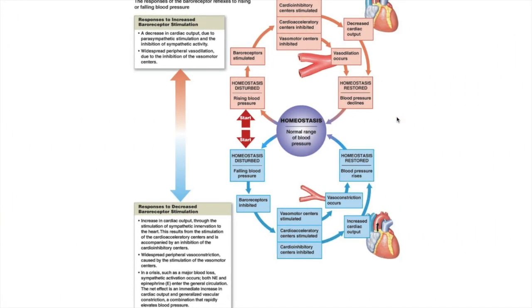Alright, next we'll talk about the baroreceptor reflex. They're activated whenever blood pressure homeostasis is disturbed. Normal blood pressure is restored by changing the heart rate or by causing vasodilation or vasoconstriction of blood vessels, and usually it's a combination of changing the heart rate and changing the diameter of the blood vessels.